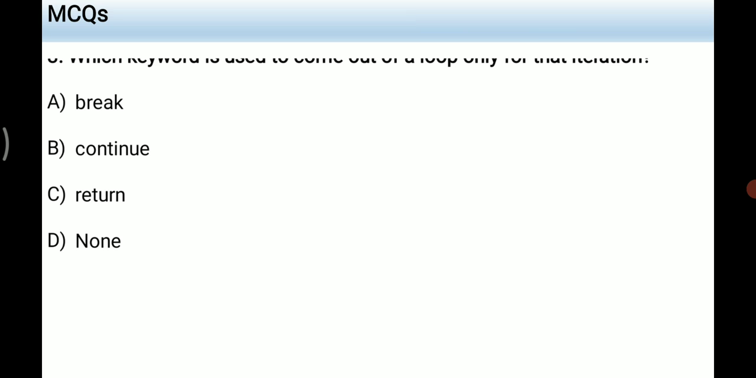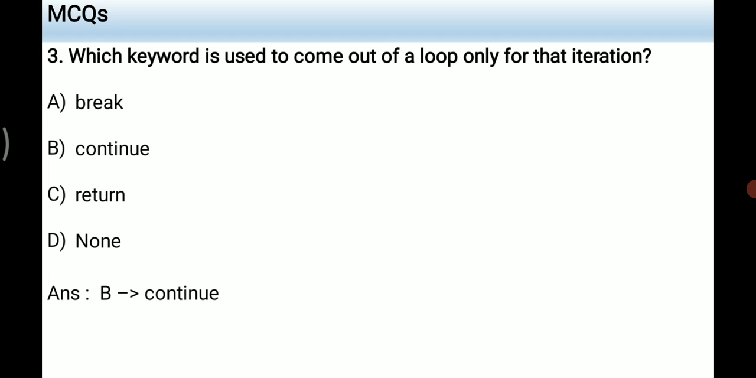The next question is, which keyword is used to come out of the loop only for that particular iteration? Which is the keyword that we are going to use? We have options break, continue, return, and none. For this, the answer is B, continue. You are going to come out of only that particular iteration, not completely out of your loop.